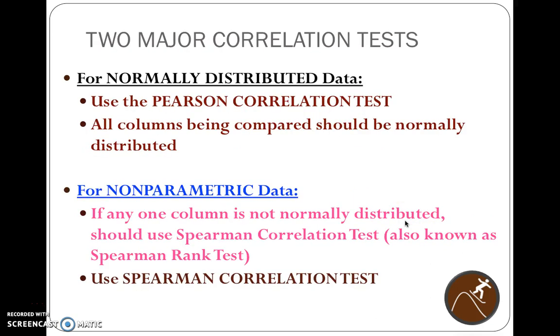So again, there are two major correlation tests. If the data are normally distributed, so you do a Shapiro-Wilk test and the p-value is greater than 0.05, a really high p-value, maybe you can do the Pearson test. Every column that you're comparing should be normally distributed in order to do this test. If any one column does not meet the normality test, you should do a Spearman correlation test.